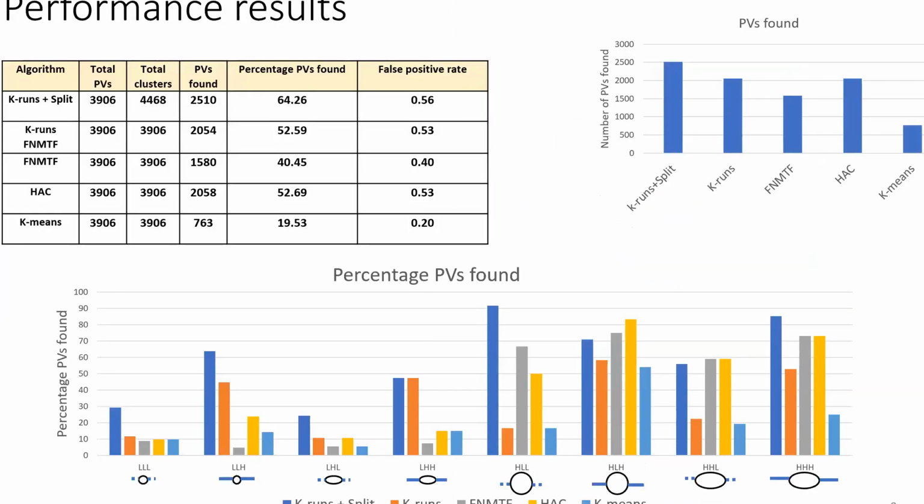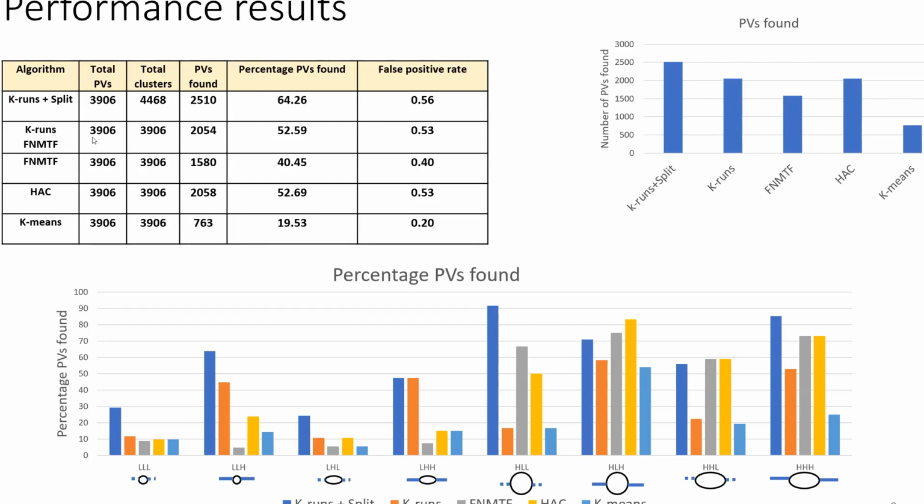So going on to the final performance, we can see that out of the 5 algorithms we decided to compare, Cairns plus Split found the most ground truth PVs. It found about 2,500 PVs out of the total of 3,900 PVs. Also, one thing to note here is that except Cairns plus Split, all the other algorithms use ground truth data to choose the number of PVs they're searching for.